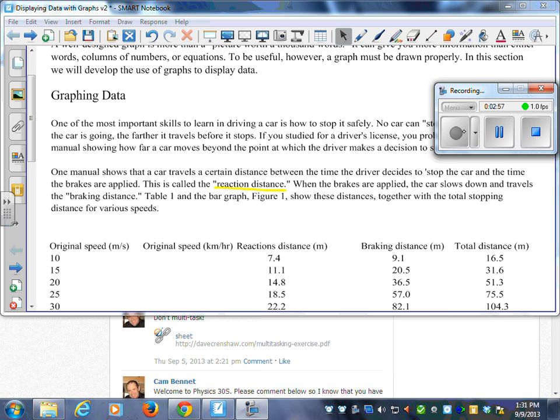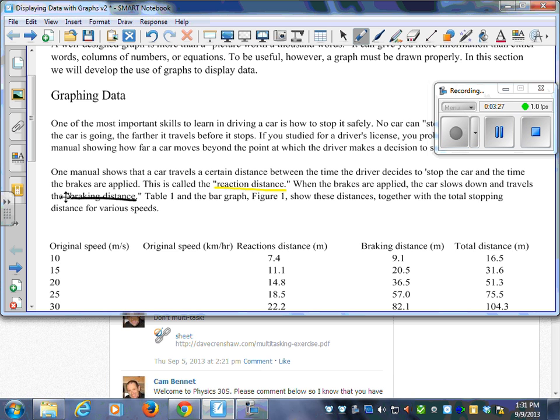So we're talking about the time you're driving down the road, you see a little kid, oh, better hit the brake. So that time between your brain going, oh, gotta hit the brakes, and your foot actually getting to the brake. How long would that generally be? Hopefully less than a second, right? Your reaction time is hopefully less than a second. So when the brakes are applied, the car slows down and travels the braking distance. Braking distance is the distance that it actually takes for you to brake.